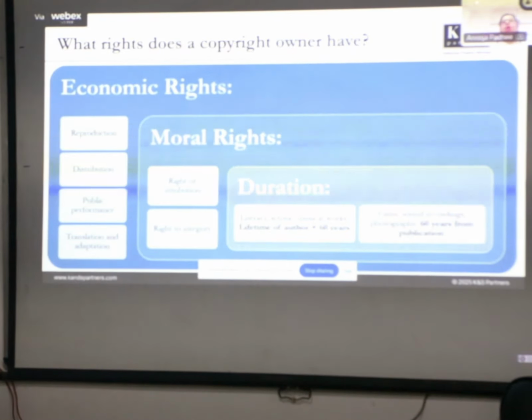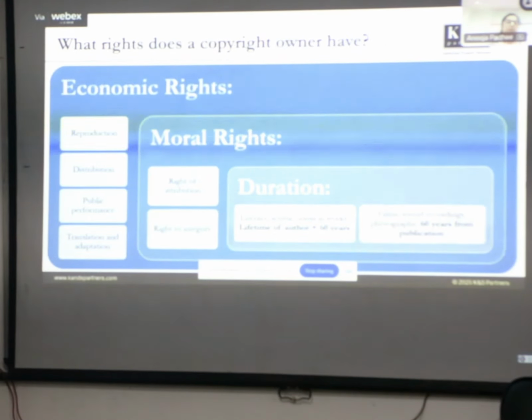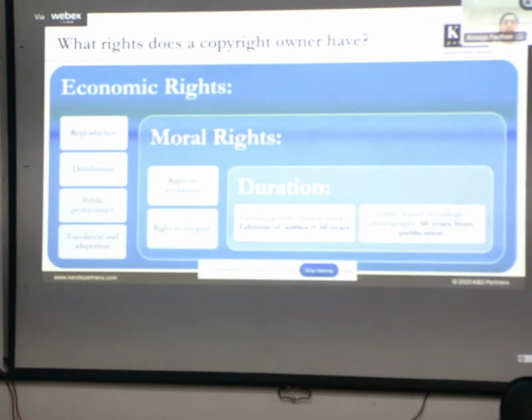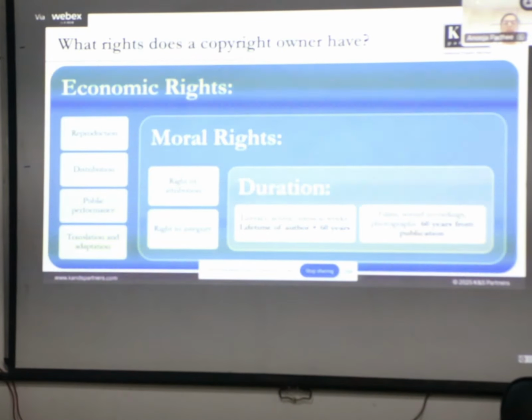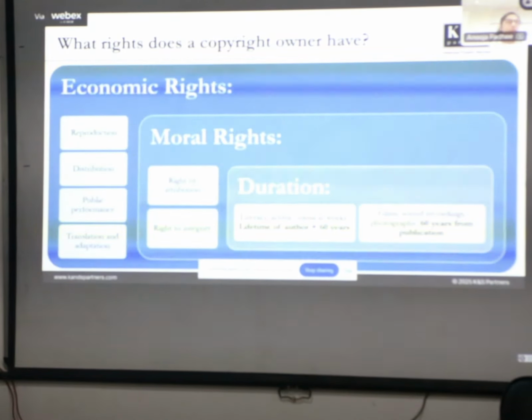Okay, so what kind of rights does a copyright owner get? There is a bouquet of rights that you get, which broadly can be divided under two heads. One is economic rights and the second is moral rights. Now, economic rights are fairly straightforward. The right to reproduce a particular work.